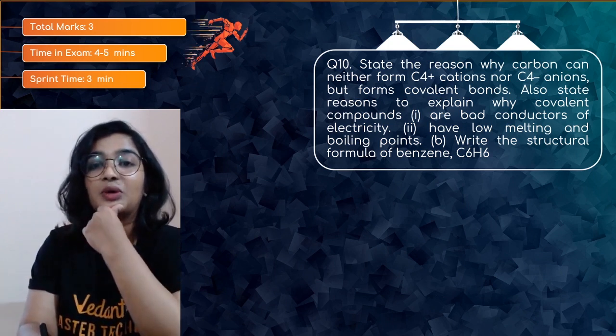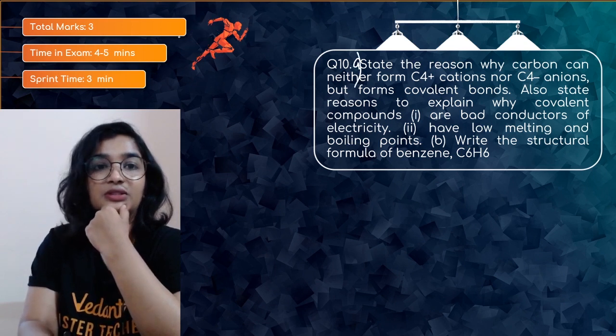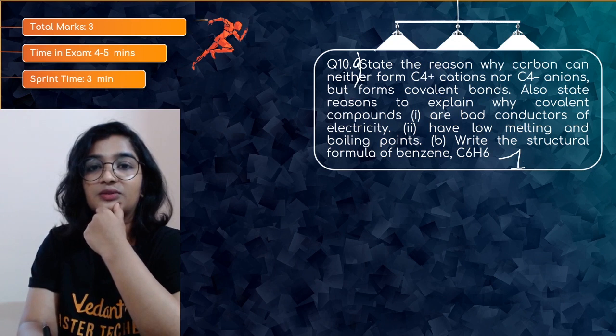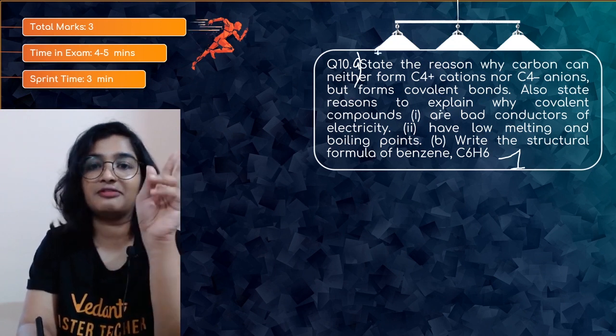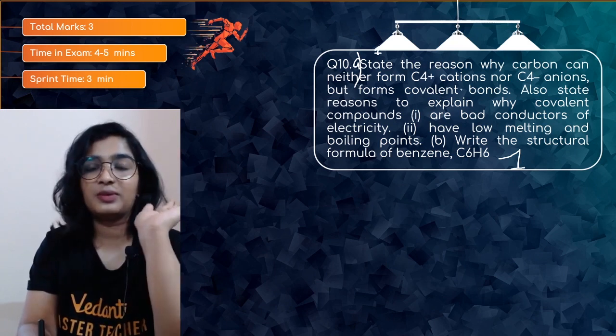Okay, so you have A and B here. This is A, this is B. So this is for 3 marks. So this one will be 1 mark, and here this is 1 mark, and these 2 points you will get half of a mark. State the reason why carbon can neither form C4+ or C4-.